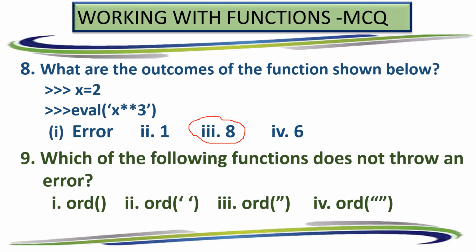Which of the following functions does not throw an error? Here the ord function returns the ASCII value of the character being passed. Here no character is passed, so no return value. And here only one quote is given, so it is invalid. Here two quotes are given but no character is given inside them. Only this function is passing a space. The ASCII value of space is 32, so 32 will be returned. So this will work and the other three functions will return an error.